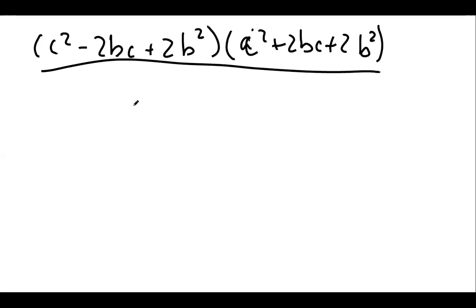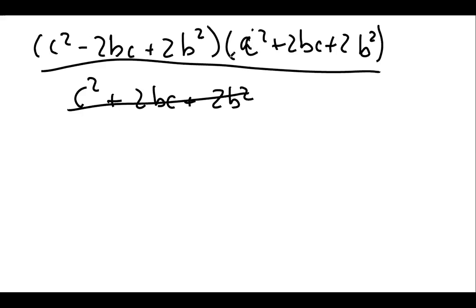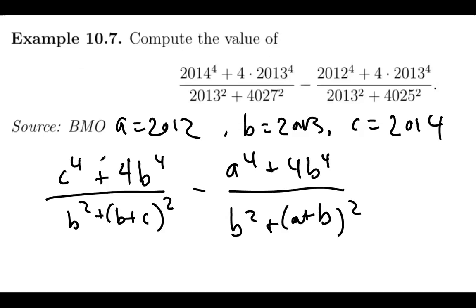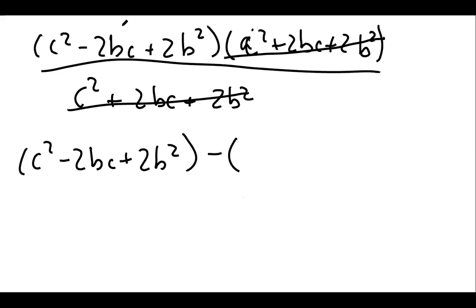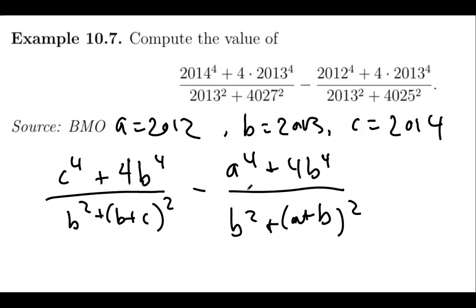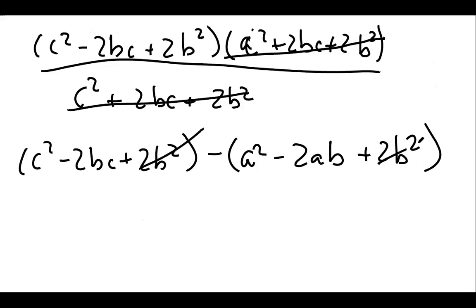And then on the bottom we have c squared plus 2bc plus 2b squared. Let's just double check. Right. Okay, and that means that the bottom cancels out with this part. And then the other fraction is similar. We'll also be left with the minus part of this factorization, which is a squared minus 2ab plus 2b squared. So now looking at this, the 2b squared cancel.